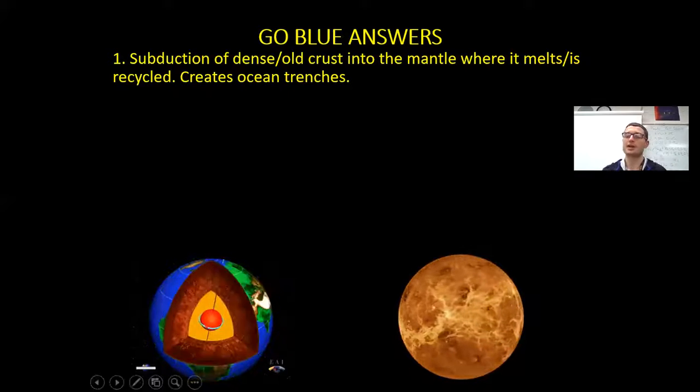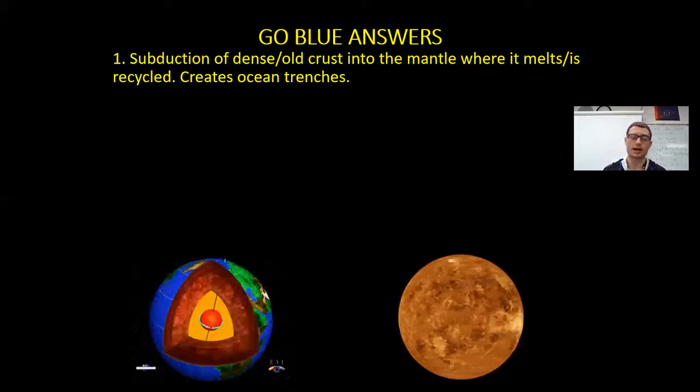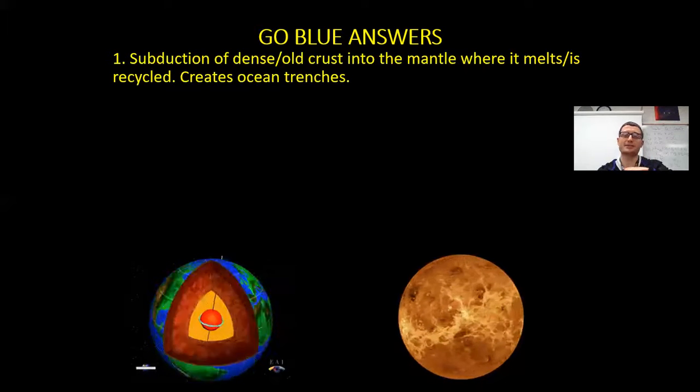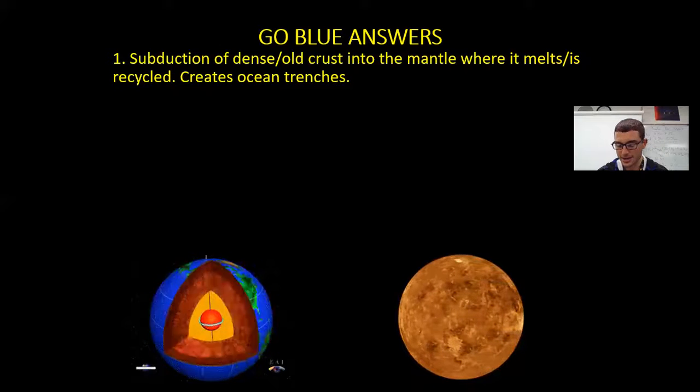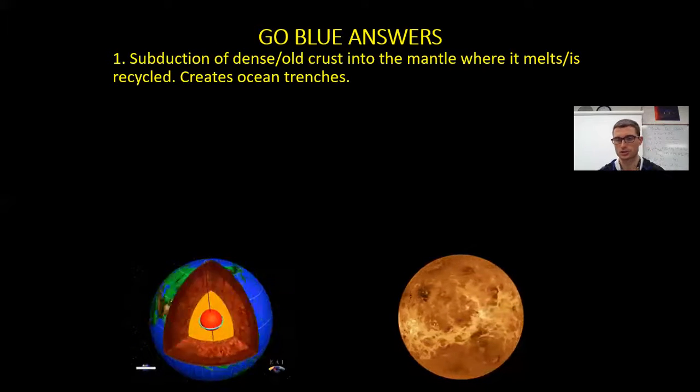That's super important, guys. When one plate goes below another, again, this should be answered on our Go Blue, guys. When one plate goes below another, part of that crust gets dragged down, and as it gets dragged down, it's going to create the deepest parts of our ocean. Again, we call those ocean trenches.